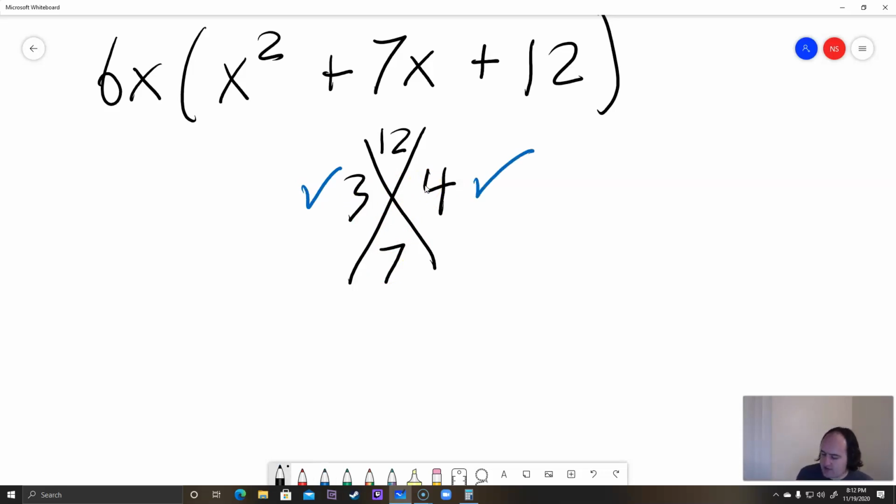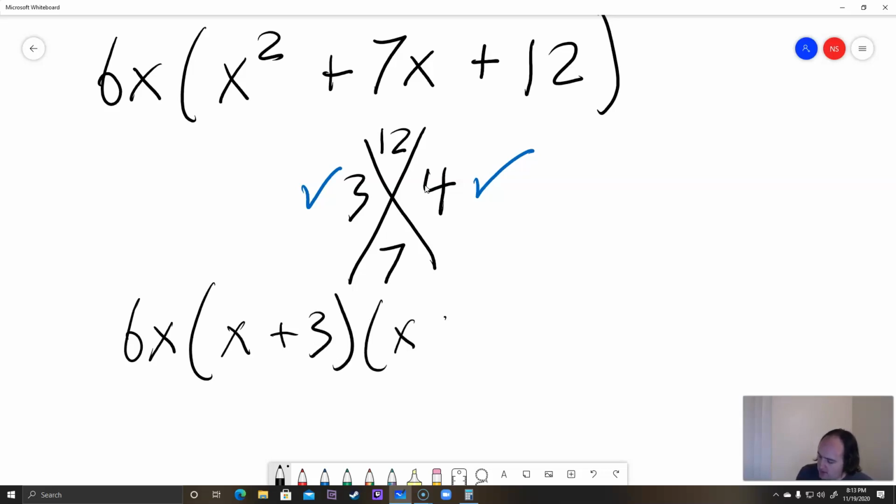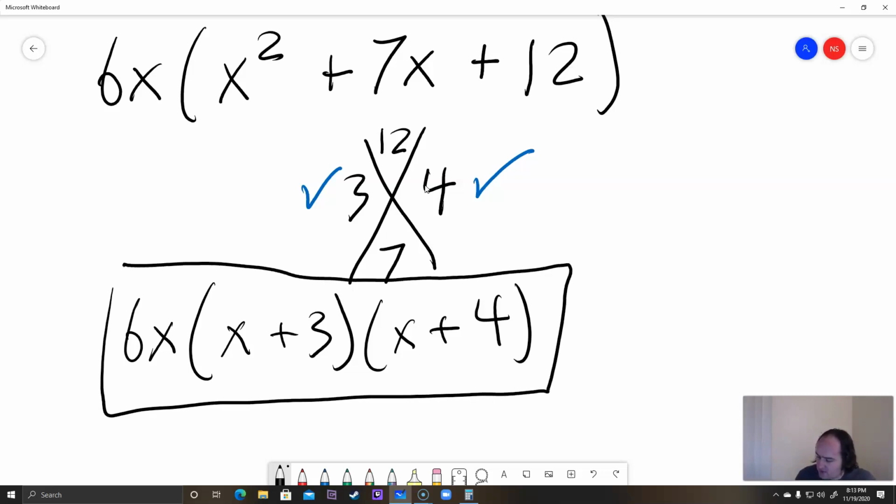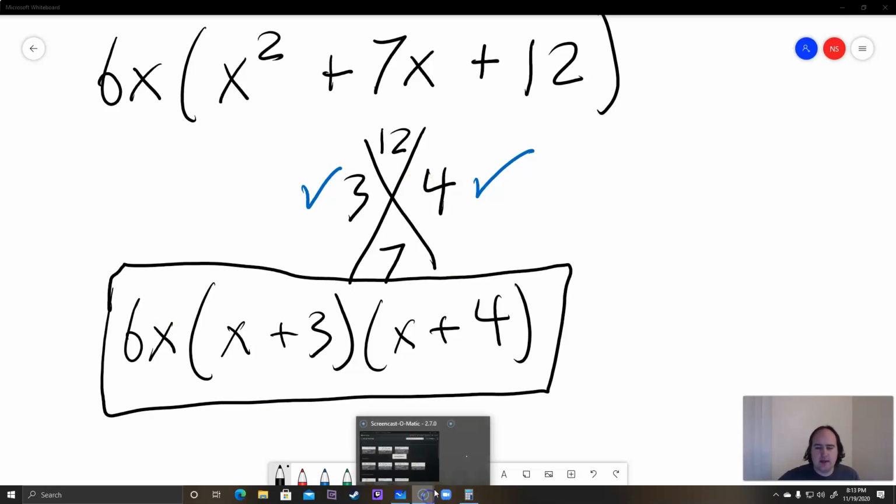Okay, and don't forget we still have a 6x out front. So we're going to have 6x times a quantity x plus 3 times a quantity x plus 4. 6x times x plus 3 times x plus 4. And that's our final answer. Okay, so that is the end of this lecture.